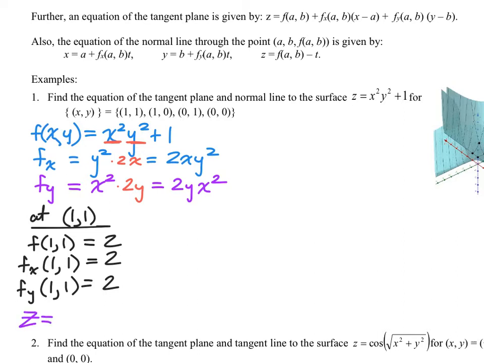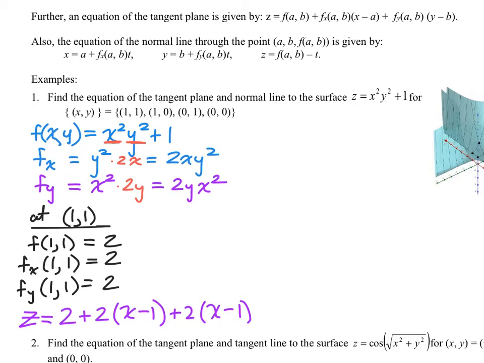So z equals f of a comma b, f of 1 comma 1, which is 2, plus first order partial with respect to x at 1, 1, which is 2, times x minus a, the a value is 1, plus my first order partial with respect to y at 1, 1, which is 2, times y minus the b value, which is also 1. And that's the equation of the tangent plane.